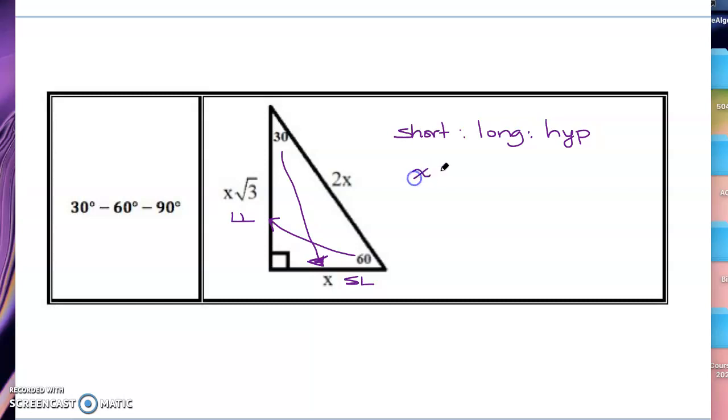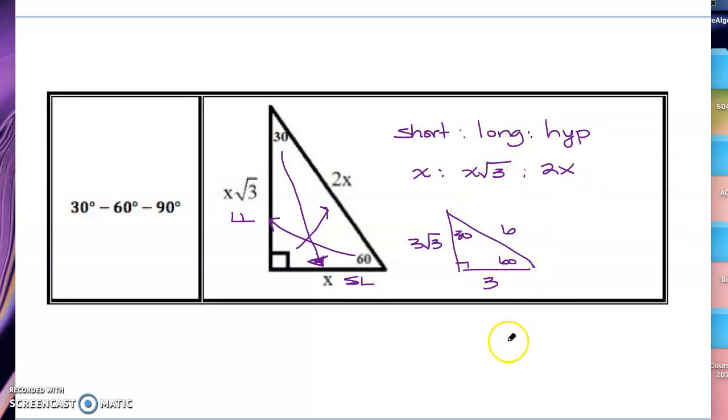which means that to go from the length of the short leg to the long leg, we take the length of the short leg and multiply it by radical 3. And then our hypotenuse is always opposite the 90, and it's going to be 2 times the length of the short leg. So if they told us that we had a 30, 60, 90 triangle, and our short leg was 3. To get the long leg, we just take that number and multiply it by radical 3. And to get the hypotenuse, we take the short leg and double it, so it's 6.